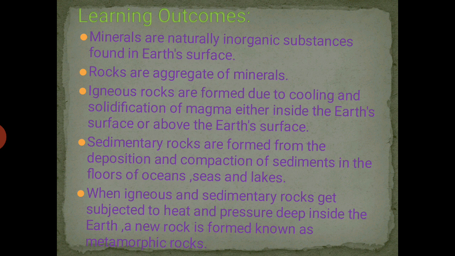Types of rocks. There are three types of rocks: igneous rocks, sedimentary rocks, and metamorphic rocks. Igneous rocks are formed due to cooling and solidification of magma either inside the earth's surface or above the earth's surface. And igneous rocks are formed in two ways: intrusive igneous rocks, formed below the earth's surface, and extrusive igneous rocks, formed above the earth's surface. Sedimentary rocks are formed from the deposition and compaction of sediments in the floors of oceans, seas, and lakes. Sedimentary rocks are formed in layers, which is why they are also known as stratified rocks.